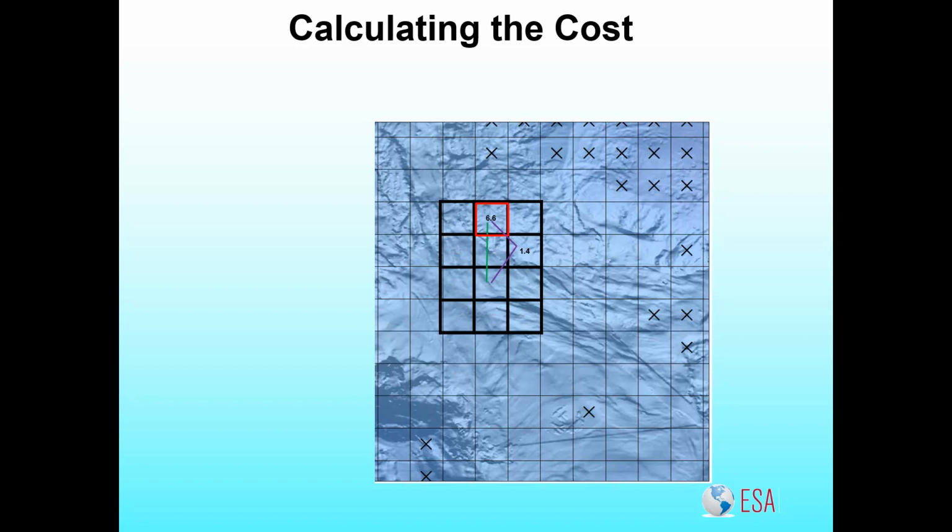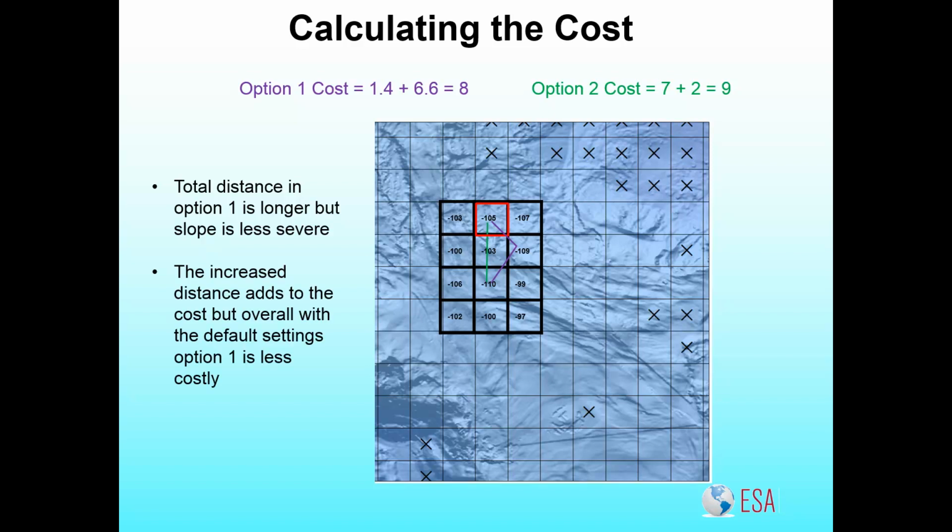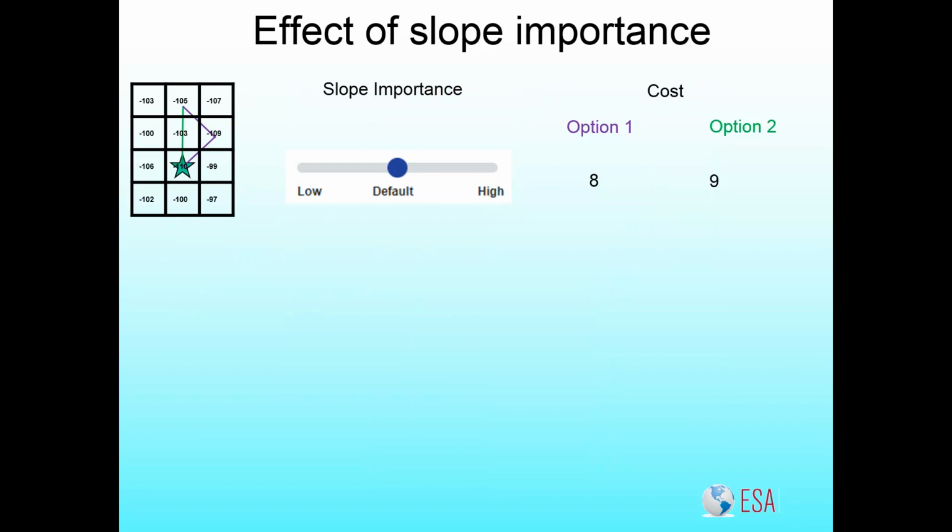So in the purple option, I calculate a cost of 1.4, and then a cost of 6.6, and that gives me a total of 8. And the green option, 7 and 2, for a total cost of 9. So we can see that in option 1, the total distance is longer, but the slope is less severe. So this increased distance adds to the cost, but overall with the default settings, option 1 ends up being less costly. Like I said earlier, we do give you the option of adjusting the slope importance factor. At the default settings though, in this example, option 1 was less costly, and so that would be the path we would choose to take.